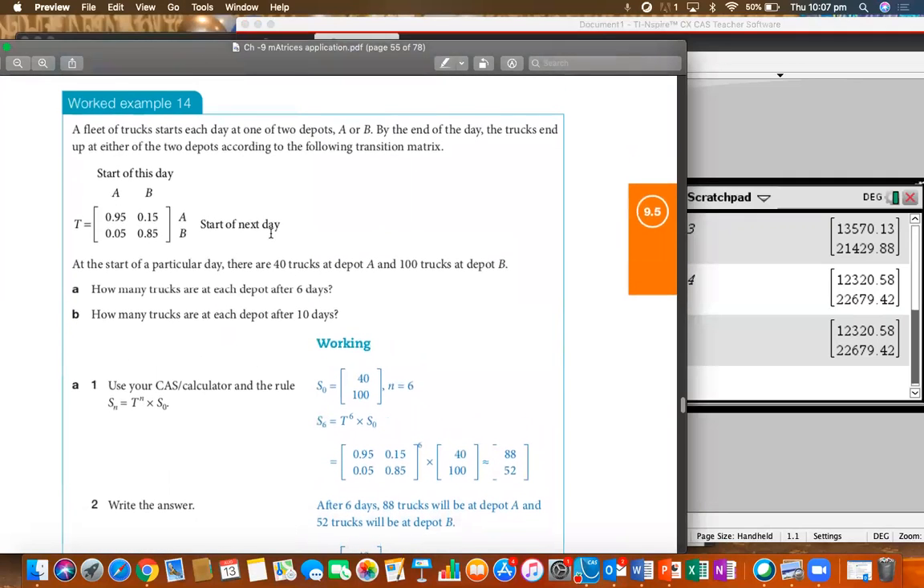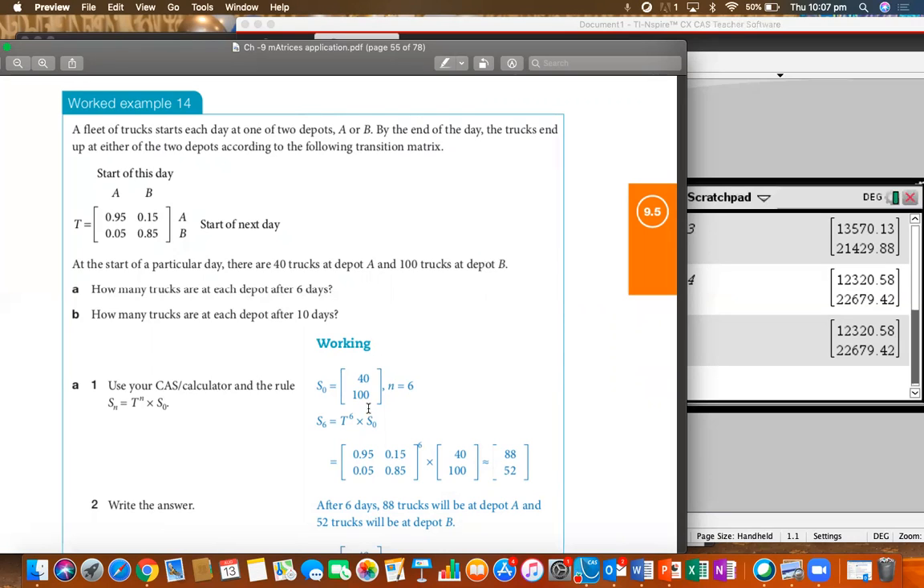So the example related to that is now, a fleet of trucks starts each day at one of the 2 depots, A and B. By the end of the day, the truck ends up at either of the 2 depots according to the following transition matrix. So that is a matrix given to you. They have already given you the initial state matrix, that's 40 trucks at depot A and 100 at B, and also given you the transition matrix. So what you need to do, how many trucks are at each depot after 6 days?